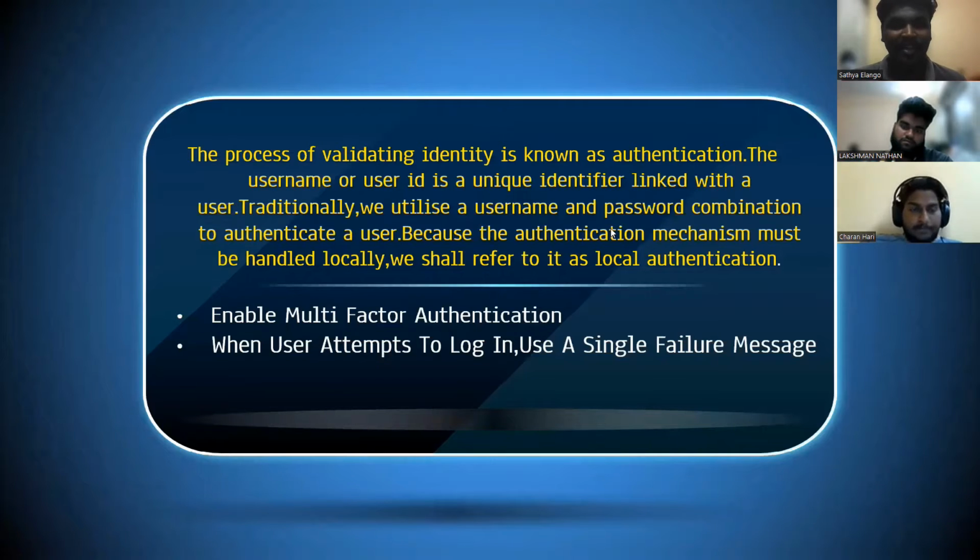Thank you, Charan Ram. So the process of validating identity is known as authentication. The username or user ID is a unique identifier linked with the user. Traditionally, we utilize a username and password combination to authenticate a user. Because the authentication mechanism must be handled locally, we refer to it as local authentication. So there are two types of authentication: one is enable multi-factor authentication, and the other is, when a user attempts to log in, use a single failure message.